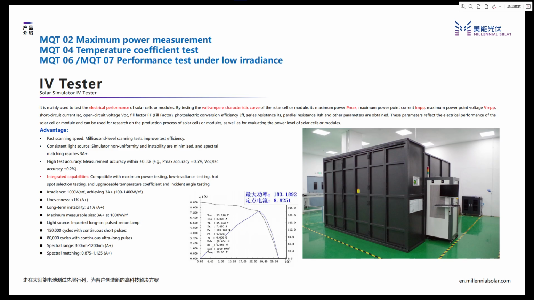And the device we need is the IV tester. We call it an IV tester, and some call it a cell tester or solar simulator. This instrument is mainly used to test the electrical performance of the solar cell and the module by testing its volt-ampere characteristic curves, its maximum power, maximum power point current, and maximum power point voltage, etc. And then you can tell the electrical efficiency and performance of the solar panels.